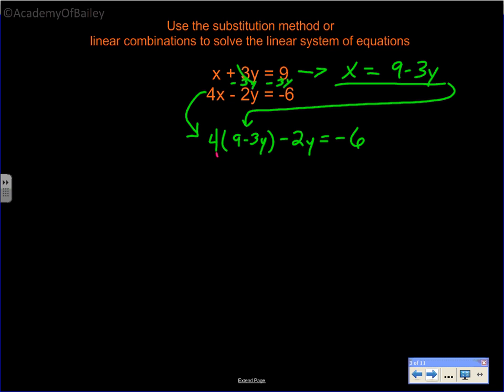First step to solving for y, distribute. 4 times 9 will give you 36. And 4 times negative 3y gives you negative 12y, minus 2y is equal to negative 6. Combine like terms. So 36 and negative 12y, don't forget it's a negative 12y, minus 2y. So negative 12 minus 2 is negative 14.